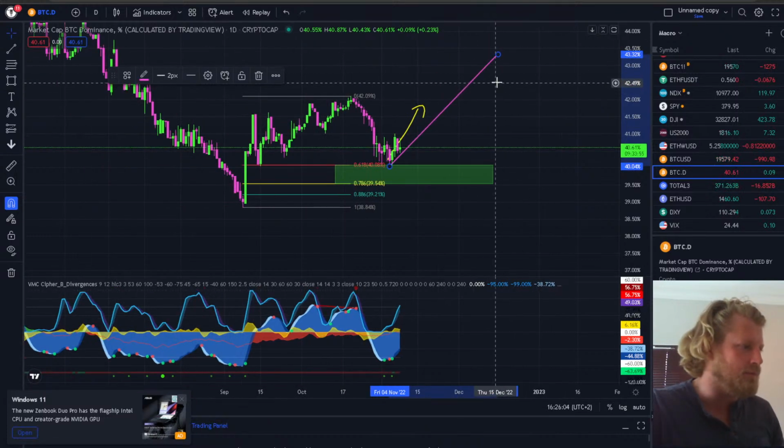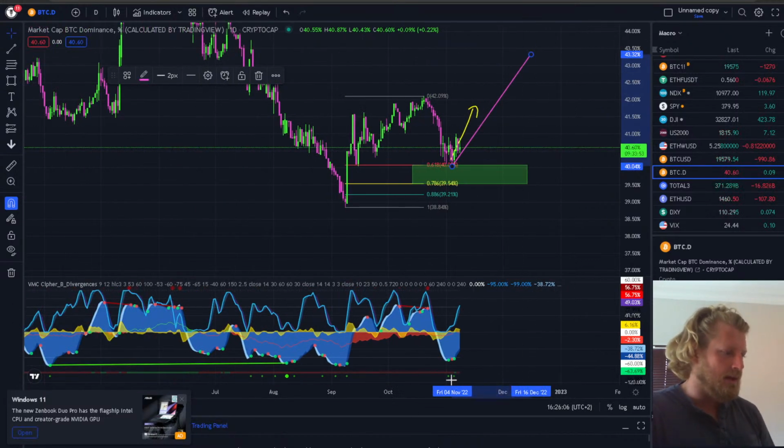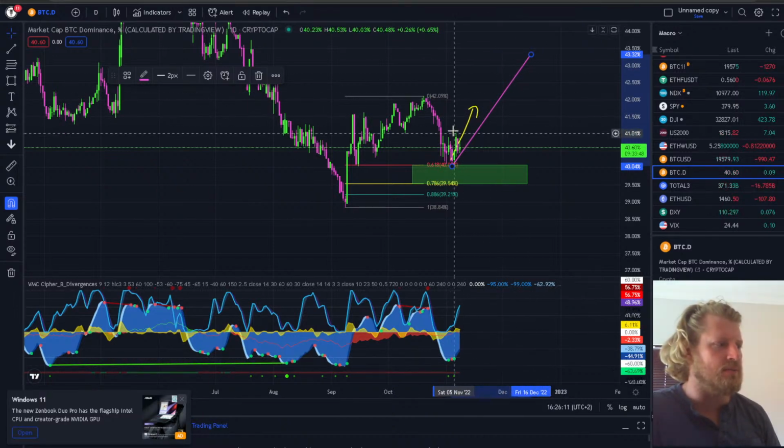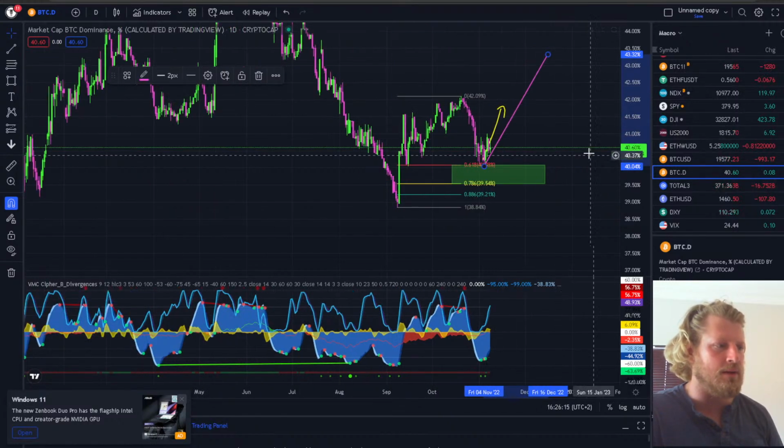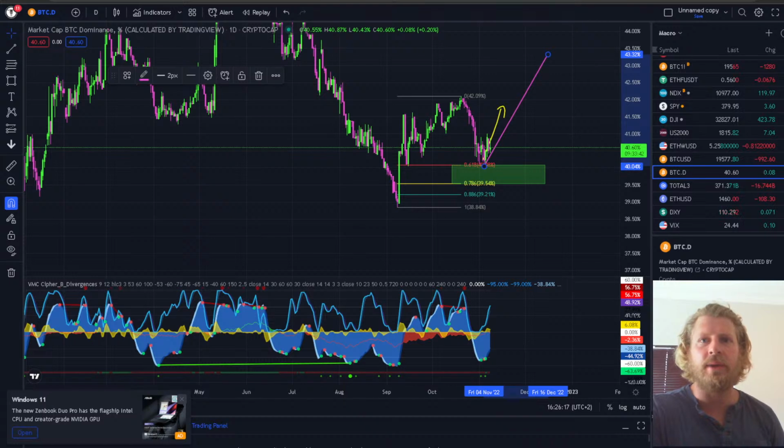Probably all the way up to 43%. So, and we've got all of these green dots down here. So the altcoins might suffer a little bit, but that does not mean some of them can't pump, right? Let's get back to your comments.